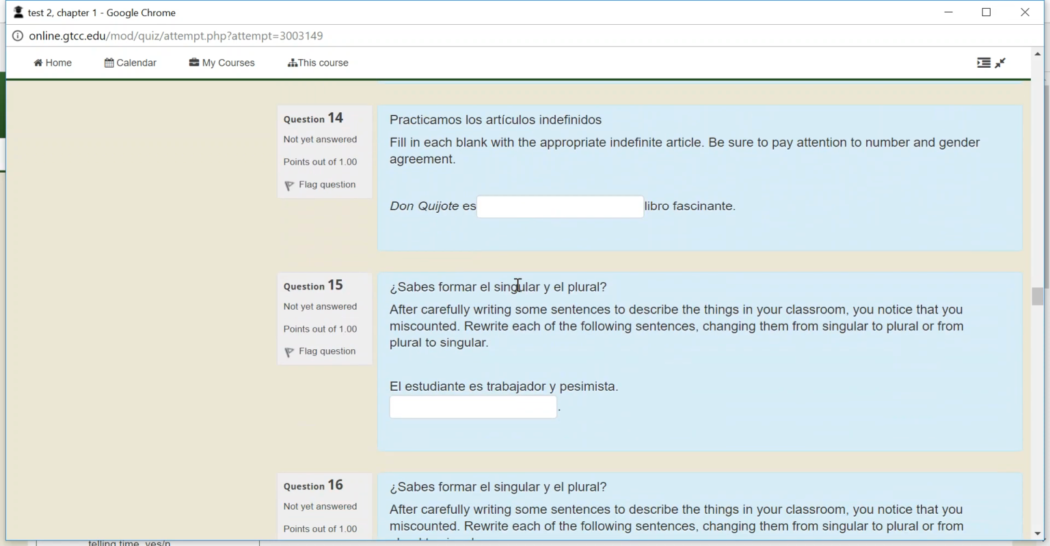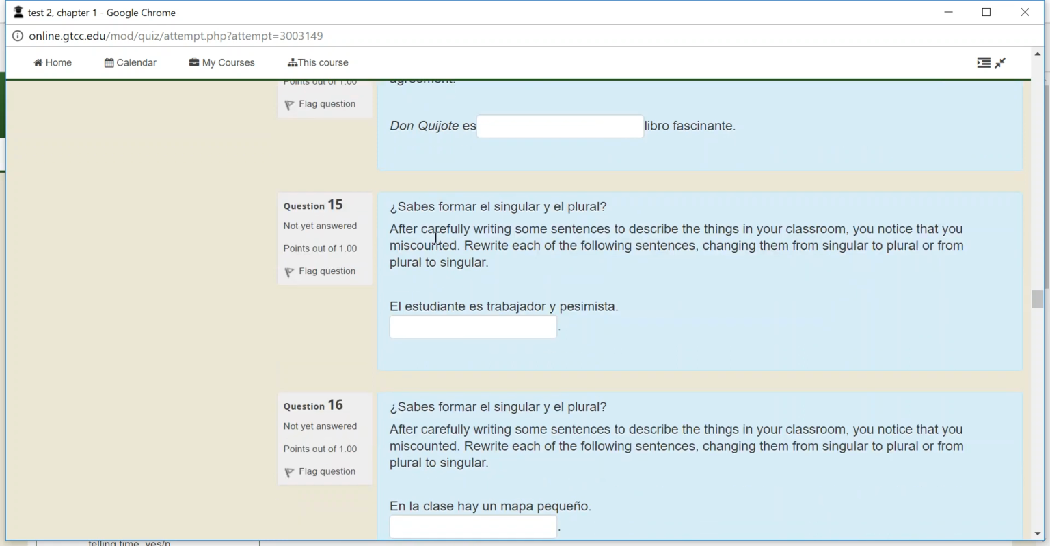Here, practicamos los artículos indefinidos. Fill in each blank with the appropriate indefinite article. Be sure to pay attention to number, gender, and agreement. So this is where you're using a and some. So you'll be looking at the noun that immediately follows the blank, and you'll pick the indefinite, the un, una, unos, unas, based upon that word that immediately follows the blank. That's what's being modified.